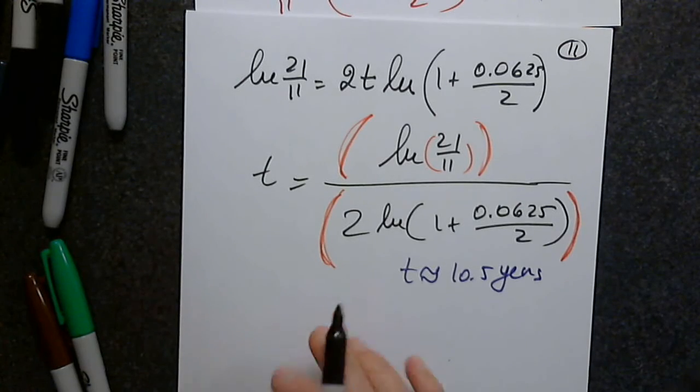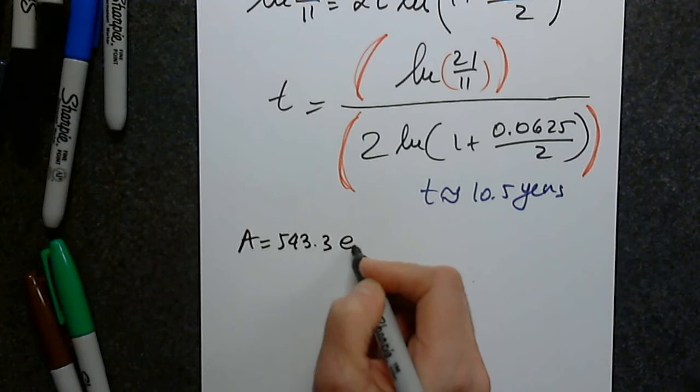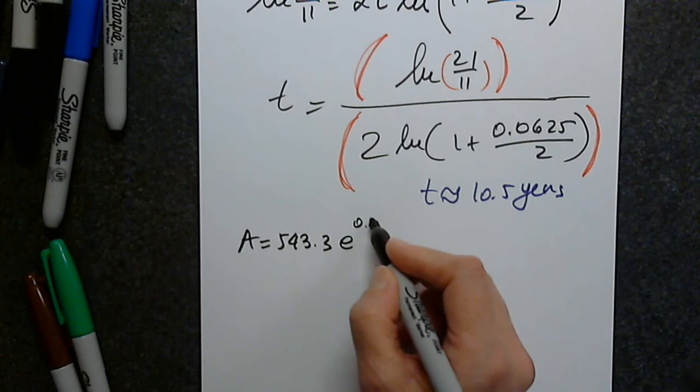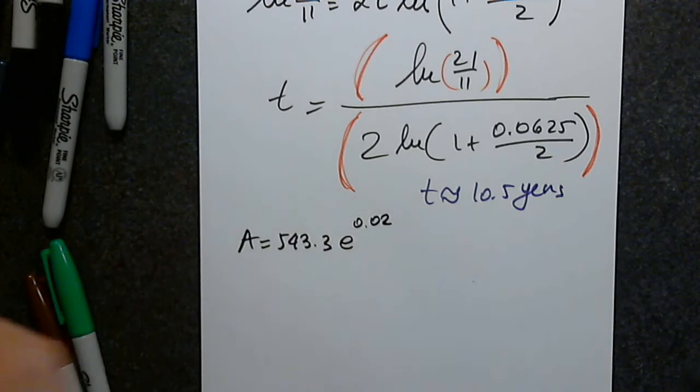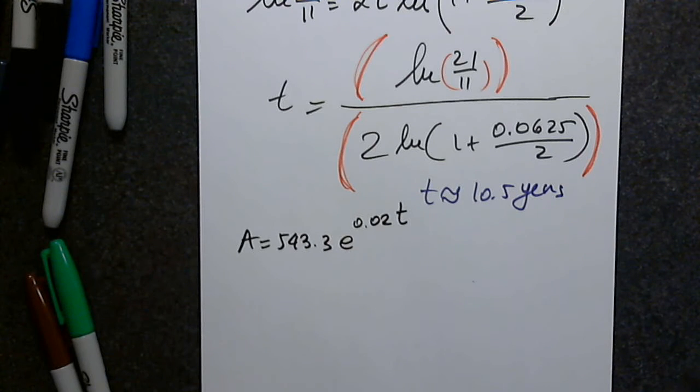We are given a model, which is A equals 543.3 e to the 0.02t. I think it's 0.02t, is it? Yes. Okay, it describes the population of a county in millions, t years after 2003.